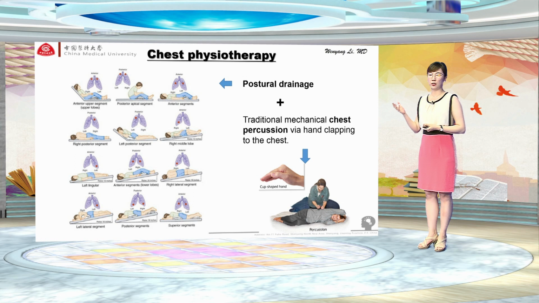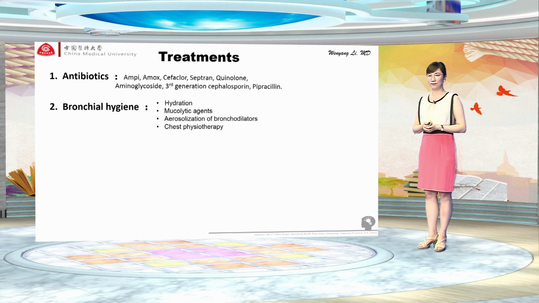Besides the above-mentioned two methods, there are also other physiotherapies, including the use of devices such as an oscillatory positive expiratory pressure flutter valve or a high-frequency chest wall oscillatory vest. All these methods could be used to help patients get rid of their mucus or sputum out of the body.